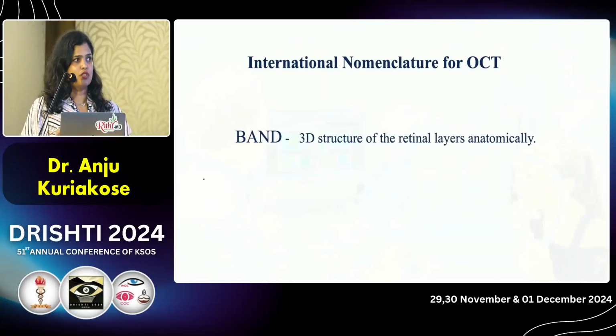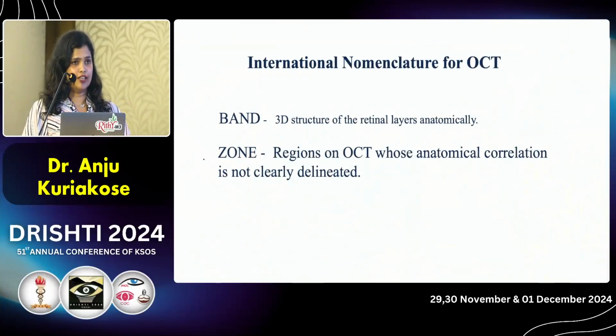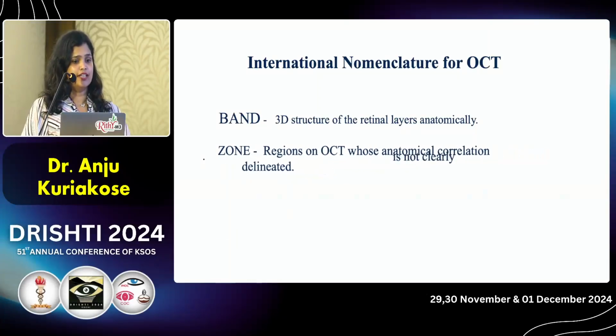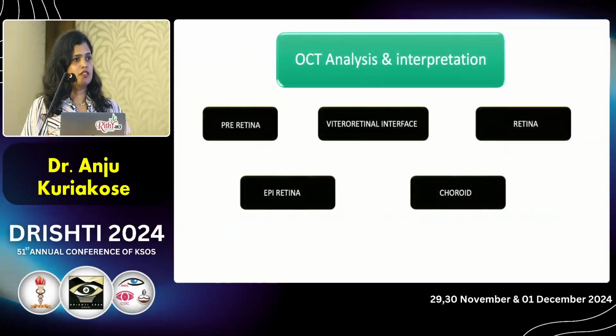We have to know the basic international nomenclature for OCT. We use these terminologies. First is band, which shows the 3D structure of the retinal layers anatomically. Next is zones, regions on OCT whose anatomical correlation is not clearly delineated. Next is the RPE-Bruch's membrane complex, one of the layers described as a zone, as they are inseparable owing to the interdigitation of the cellular structure or tissue. Next is the interpretation. This is the normal OCT with all these layers.